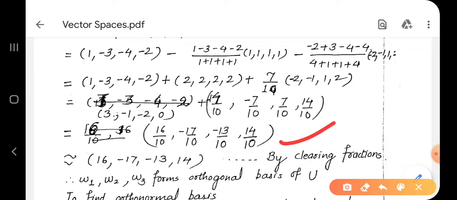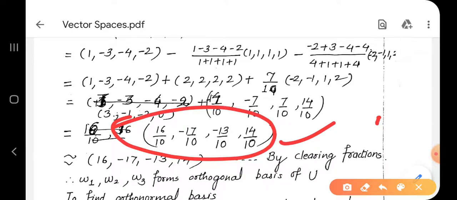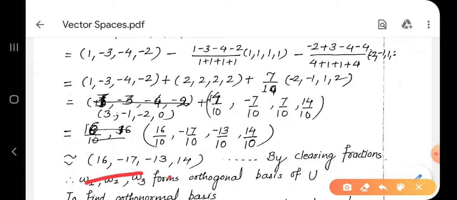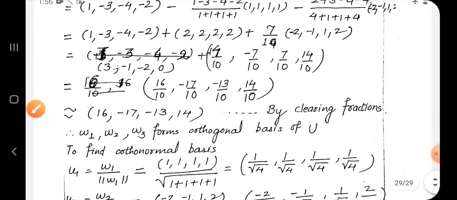This is advice to you: do each and every calculation by yourself and then compare with my answer, because sometimes while making the videos I may make some errors, so you just have to be careful here. Okay, just do the calculation yourself. Suppose this is the answer, then here you can see divide by 10, a complicated term appears. So to avoid that complicated term, multiply it by 10 so that the denominator 10 gets cancelled. By clearing fractions we get this: 16, minus 17, minus 13 and 14. Only the numerator terms remain and it's okay. So this is your orthogonal basis.